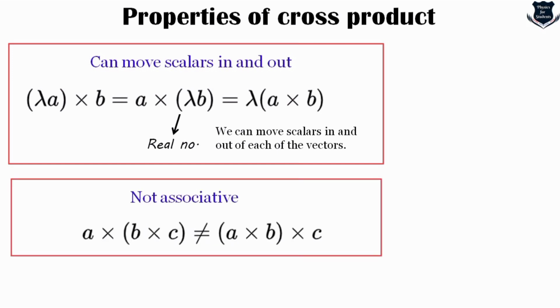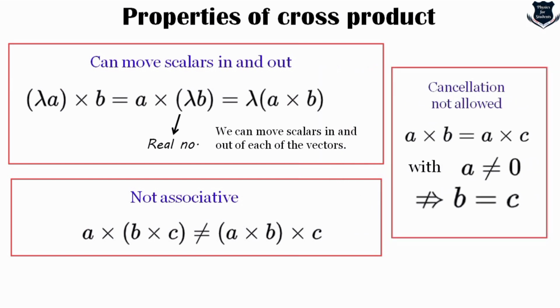It is not associative in nature, and just like the dot product, it also doesn't allow cancellation. That means if A cross B equals A cross C, with A not equal to 0, it does not imply that B will be equal to C.